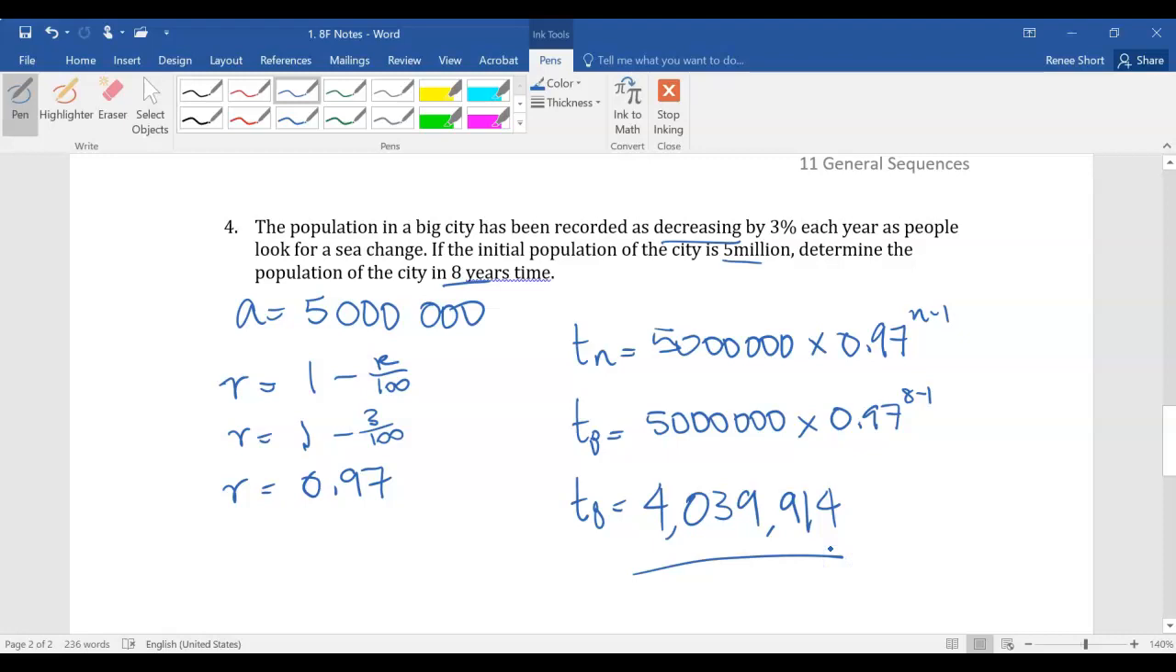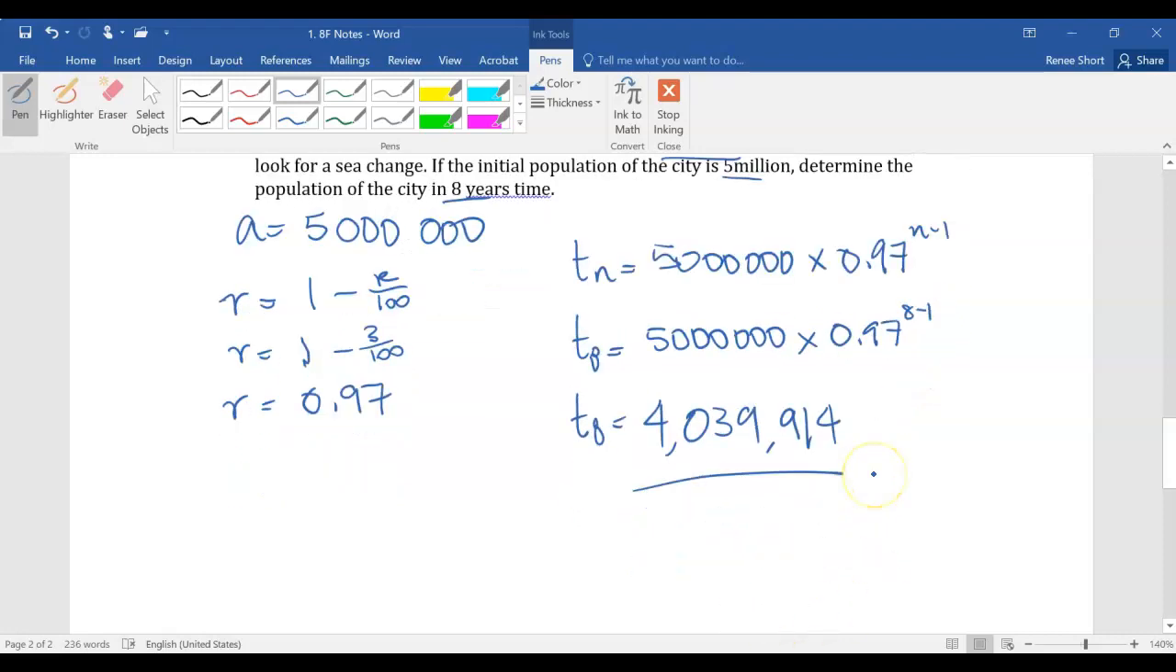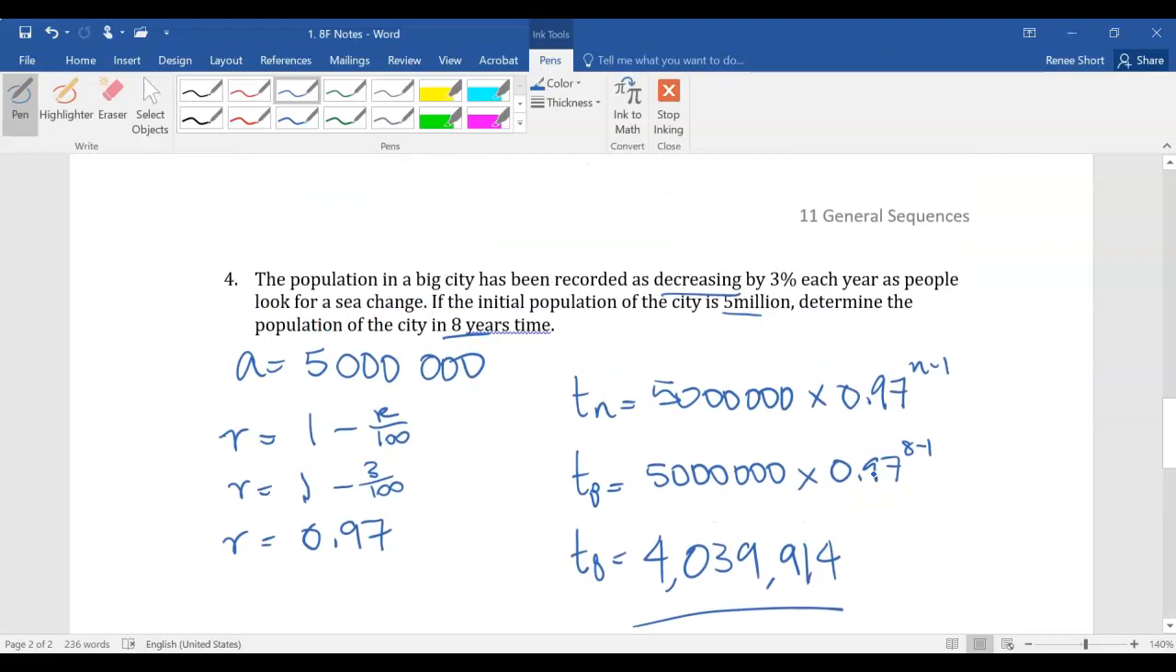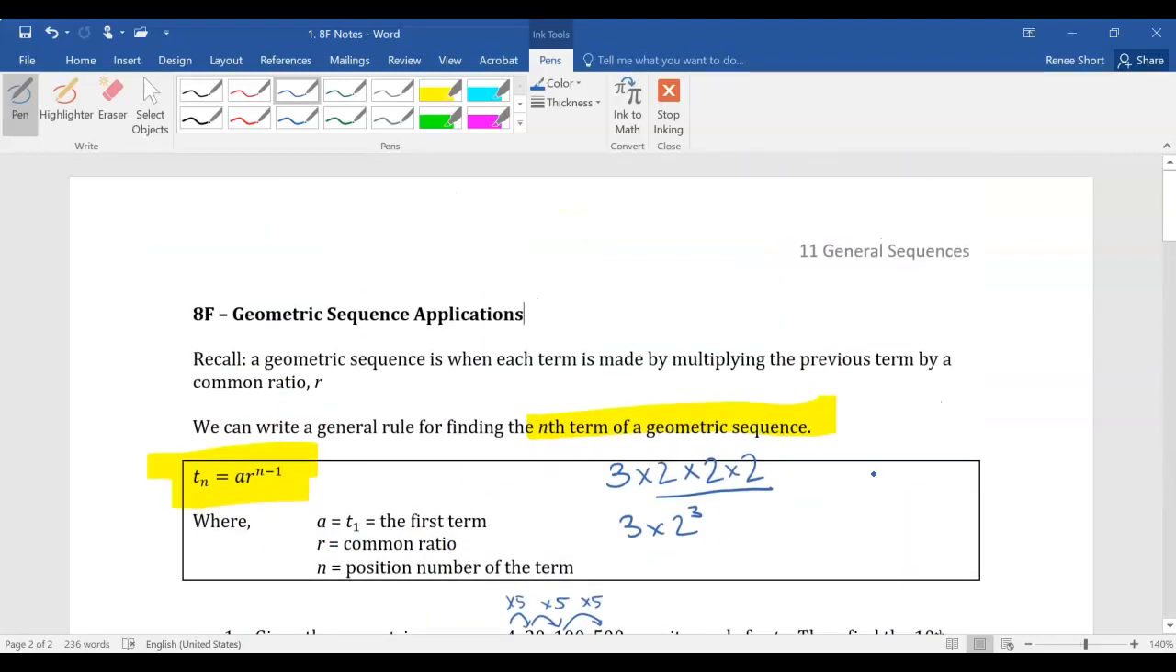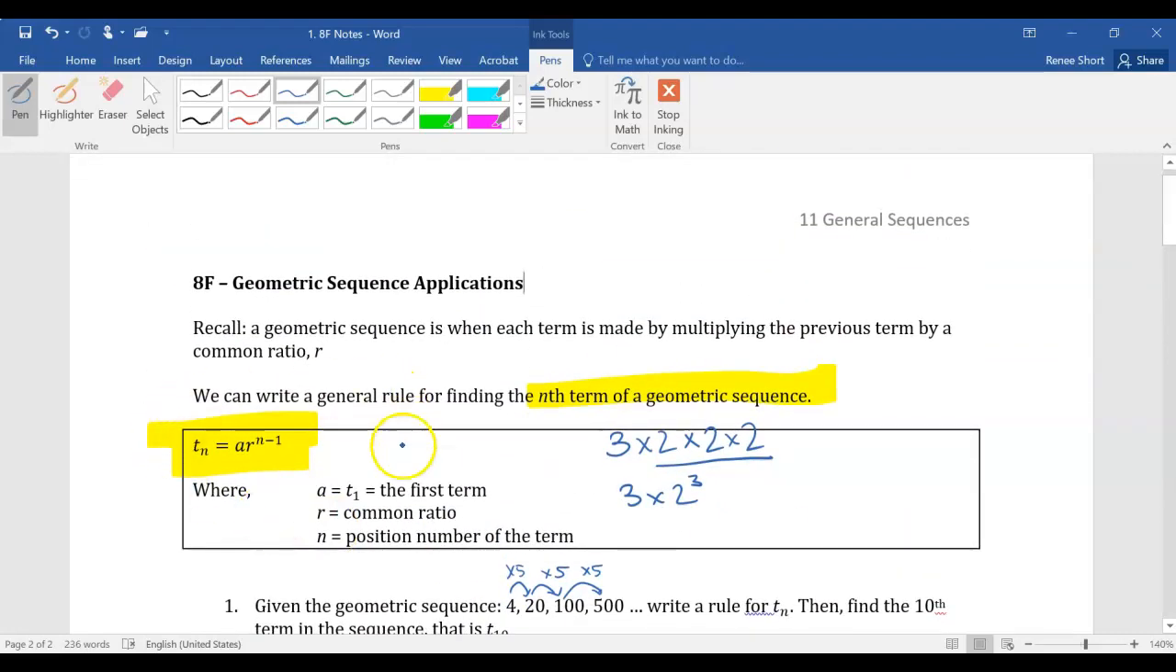So that there is the end of the summary of 8F. Hopefully from here you continue on and be creating rules in this standard formula of Tn equals a times r to the power of n minus 1. So remember, we want to find that common ratio and the initial term, so then we can write a rule for the sequence in this format.